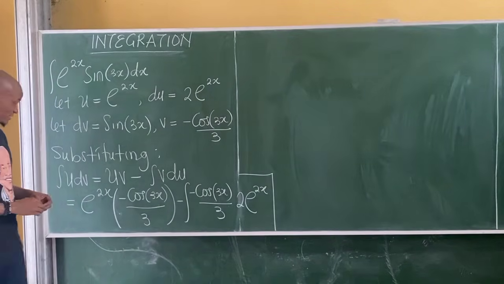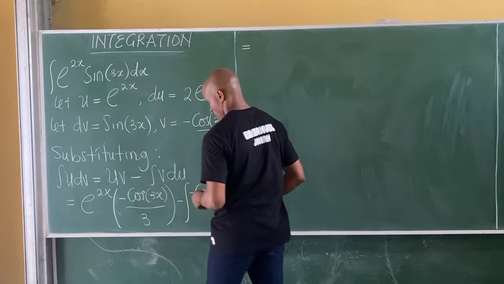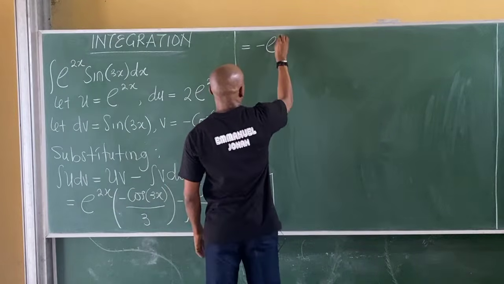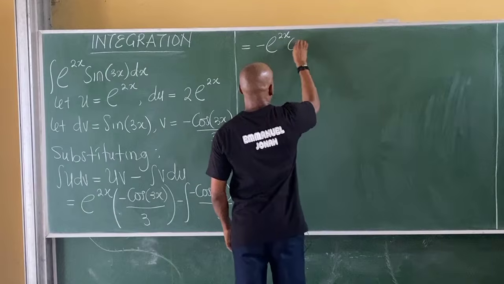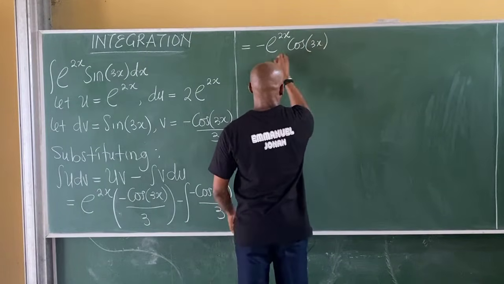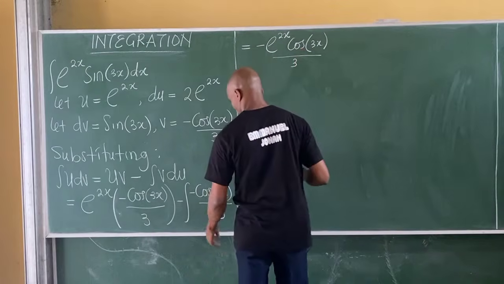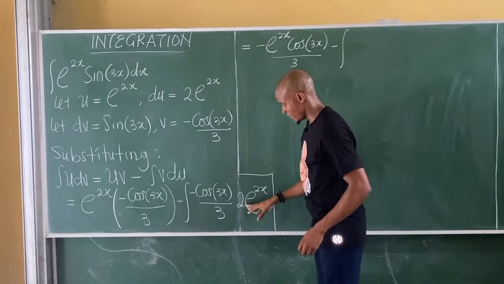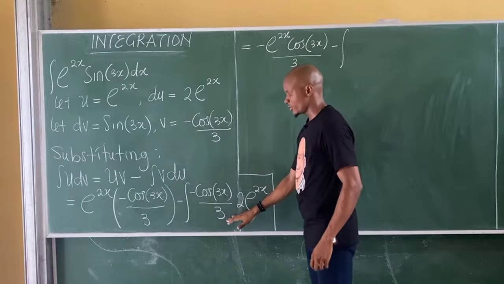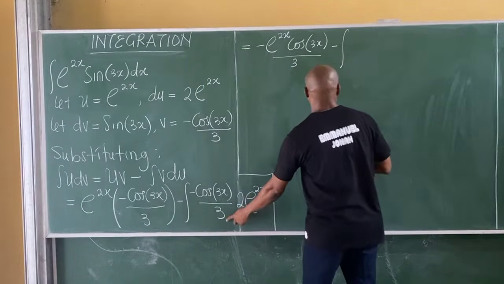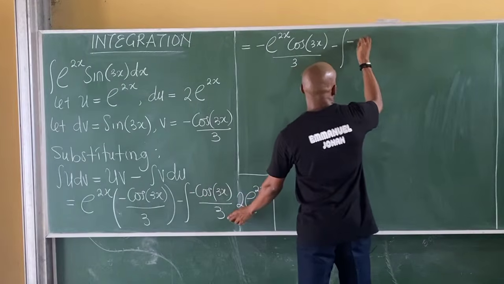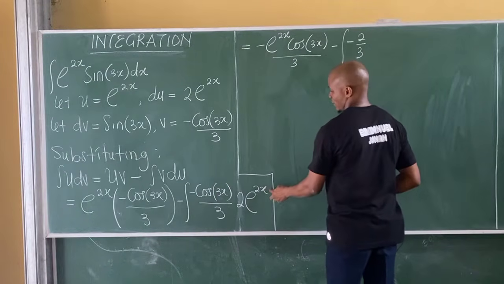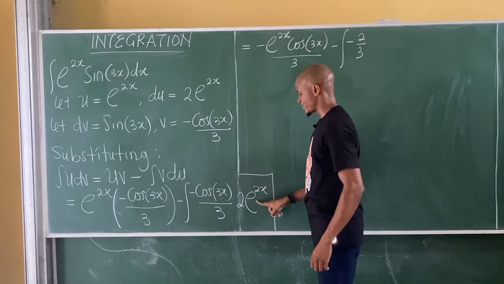If I simplify this, the minus goes off, so I'm having minus exponential 2x cos 3x, all over 3. From here I'm having minus the integral of the constant term, which is 2 in the numerator and 3 in the denominator, so it becomes 2 all over 3. I'm left with cos 3x and exponential 2x.